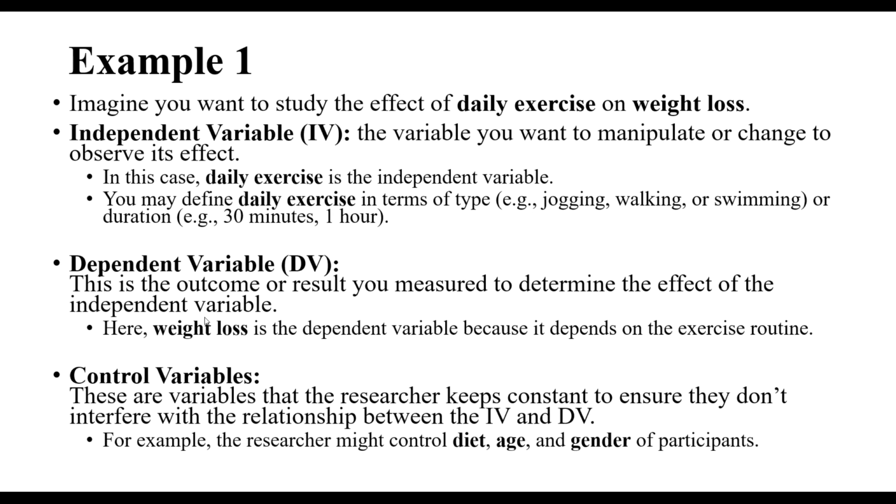Now, there's another important variable that is not always mentioned when students engage in thesis writing. That important variable is the control variable. So these are variables that the researcher keeps constant to ensure they do not interfere with the relationship between the independent variable and the dependent variable. For example, in this case, the control variable might be diet, age of the person engaging in daily exercise, the gender of the person complaining about weight loss or weight gain.